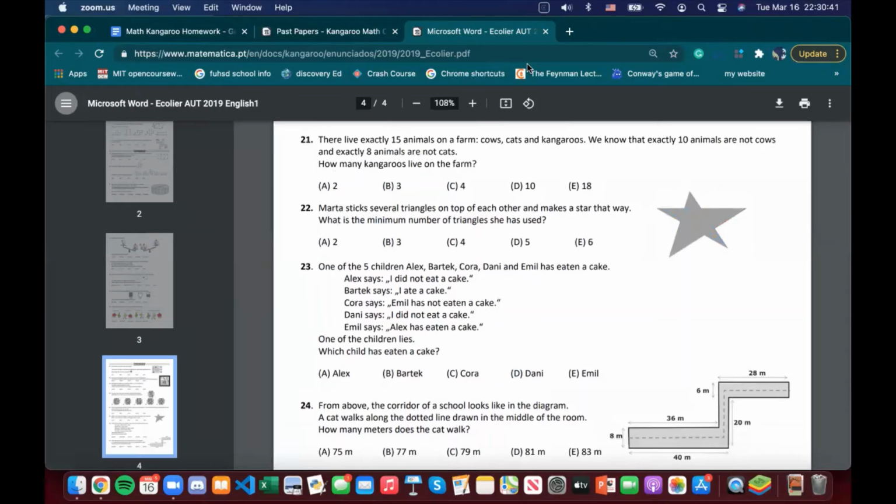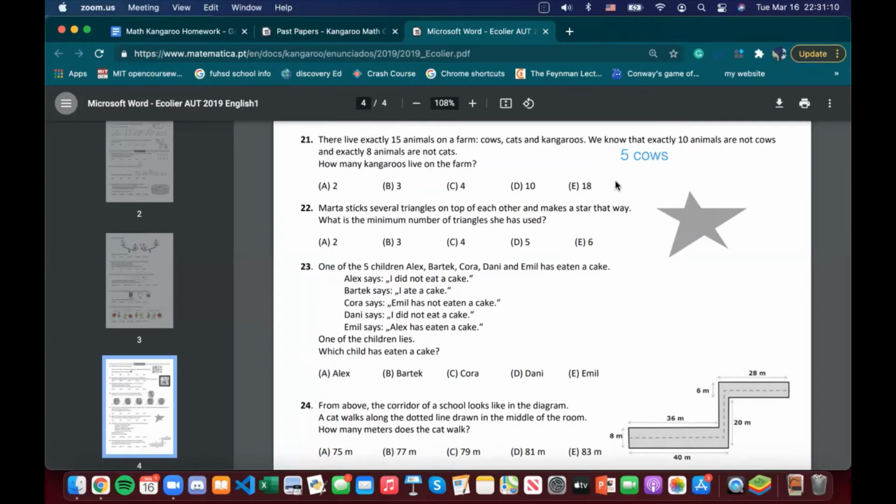Okay, so problem 21. There are 15 animals on a farm, cows, cats, and kangaroos. We know that 10 are not cows and 8 are not cats. How many kangaroos live on the farm? So we have 10 animals that are not cows and 15 animals total. So we have 5 cows, because 10 are not cows, 5 are cows, and those add up to 15.